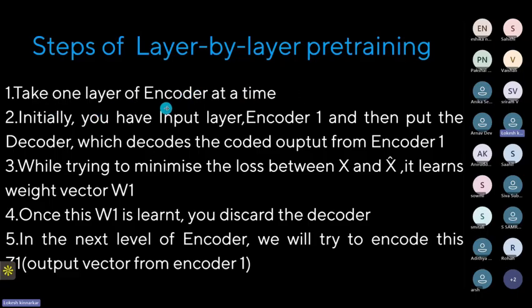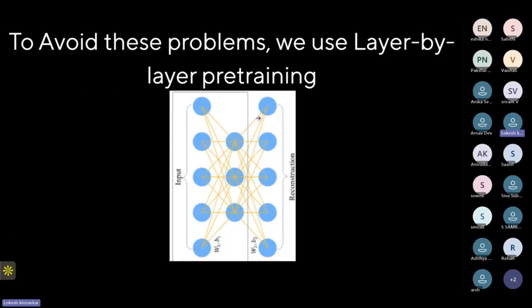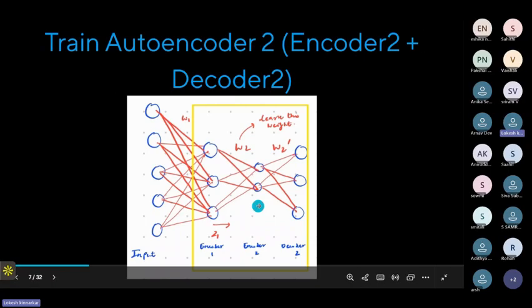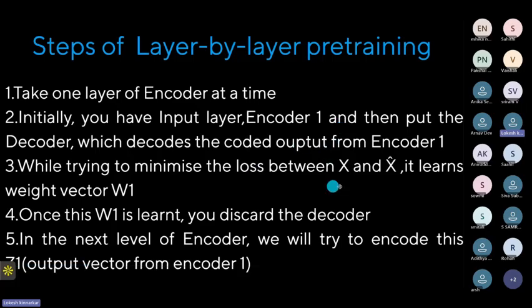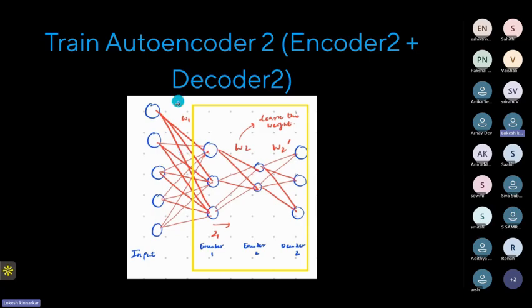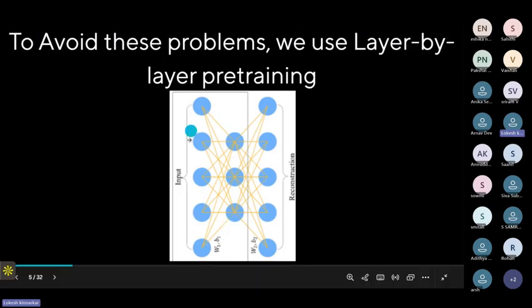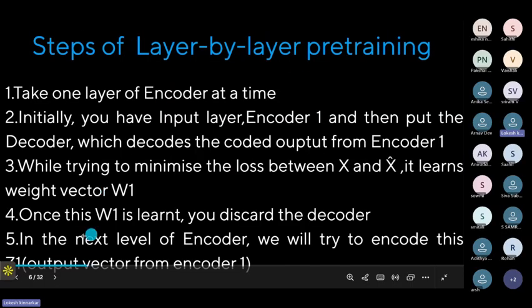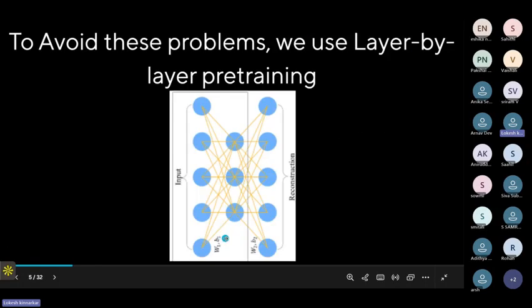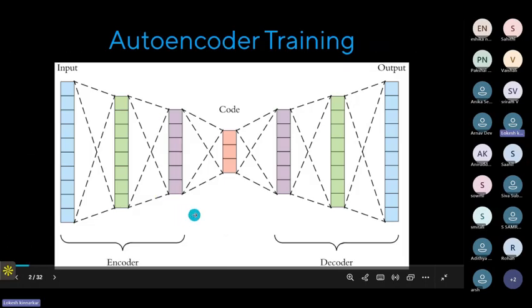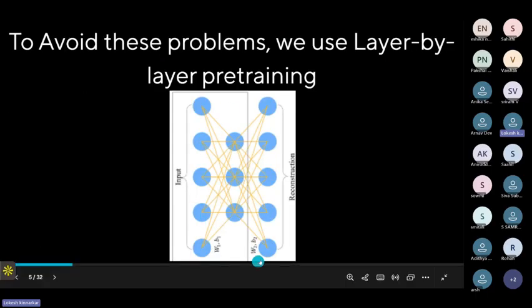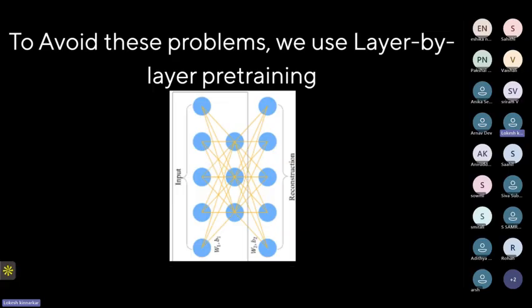We would be taking one layer of encoder at a time. At the initial stage, we would be taking this input layer, this encoder, and the corresponding decoder. And through back propagation, we try to minimize the cost function between x and x hat. In this process, it would be learning these weights W1. After that, once this W1 is learned, you discard the decoder, because essentially we have to follow the architecture as it is. So we discard this decoder, and these weights are also stored for future reference, because we would also be going for end-to-end fine tuning later on.